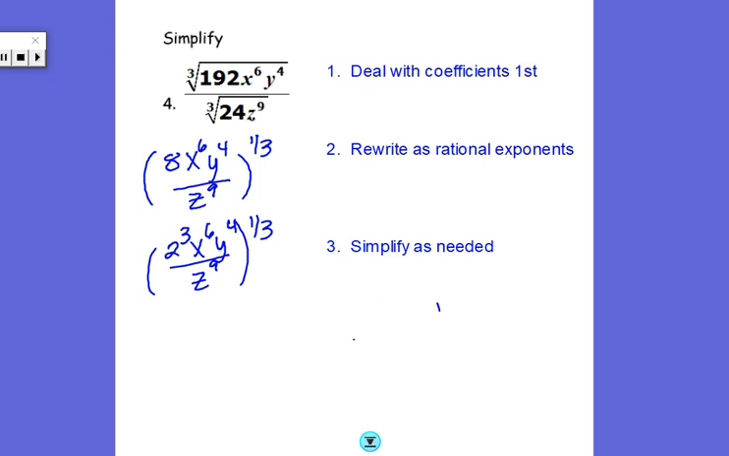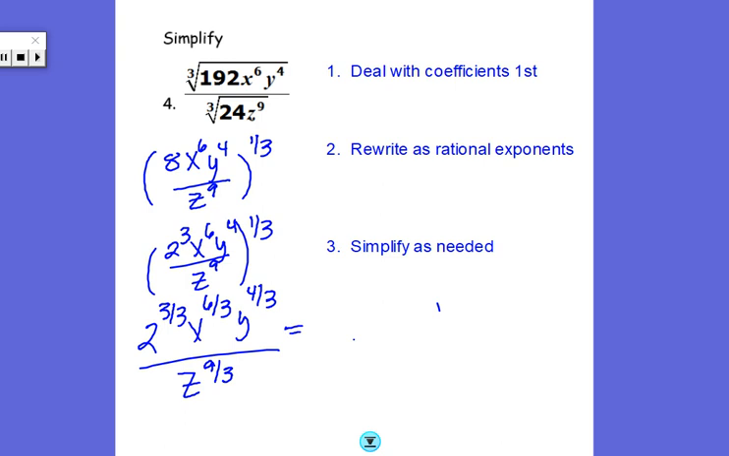All right, so I have a power to a power. I'm going to multiply my exponents. Now you may start simplifying as you go. I'm showing you every step, so hopefully I won't lose you along the way. All right, now we need to simplify as needed.